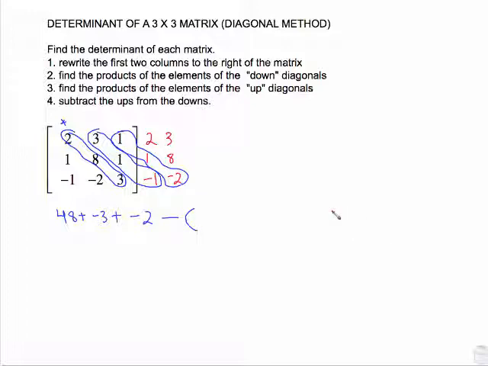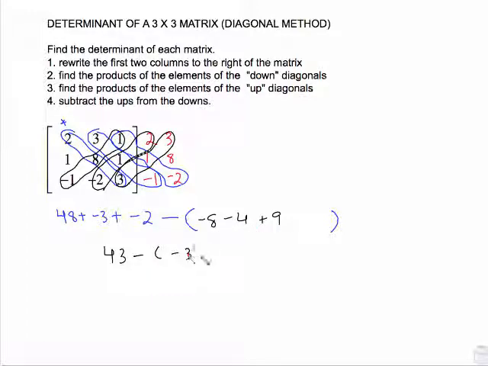Minus, because at the bottom it says subtract the ups from the downs, minus the ups. So starting in your lower left-hand corner, this set of diagonals. Negative 1 times 8 times 1 is negative 8. Negative 2 times 1 times 2 gives you negative 4. And 3 times 1 times 3 gives you 9. Then complete your arithmetic. 48 minus 3 minus 2 is 43. Minus, inside here, negative 8 minus 4 is negative 12, plus 9 is negative 3. So minus and minus is going to give us a positive.